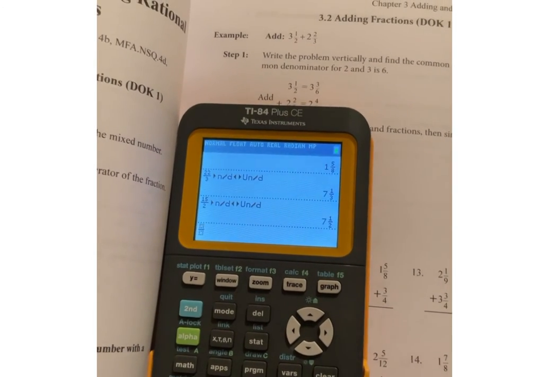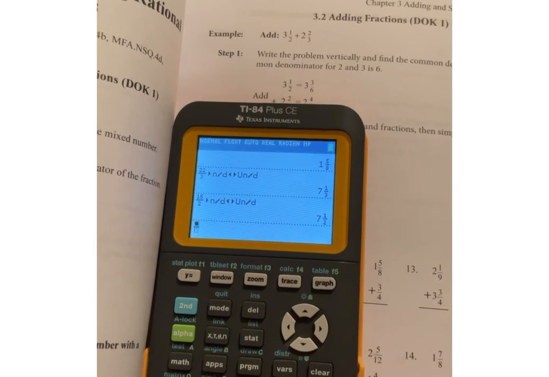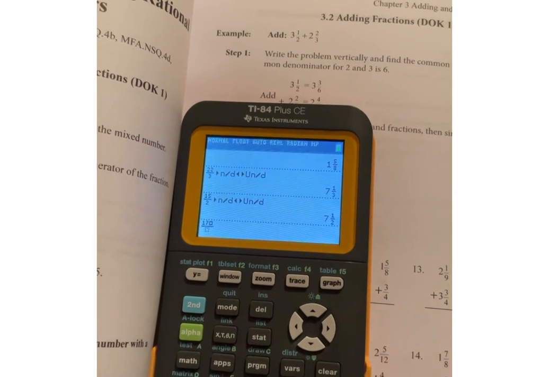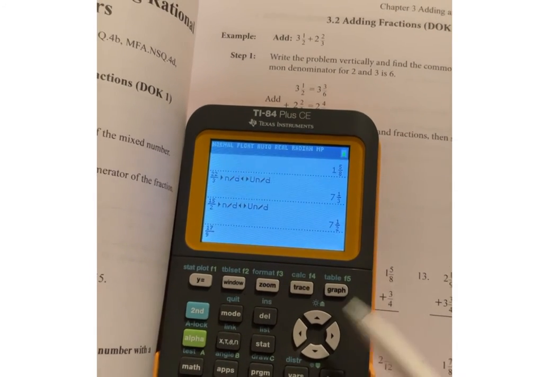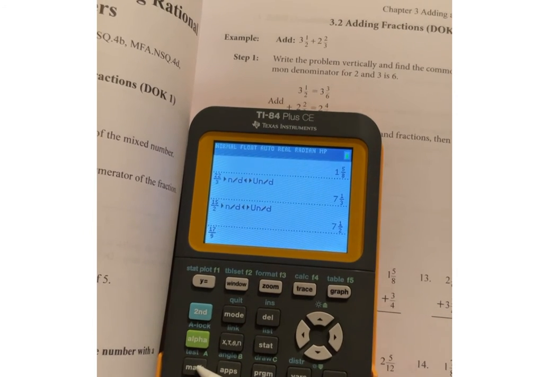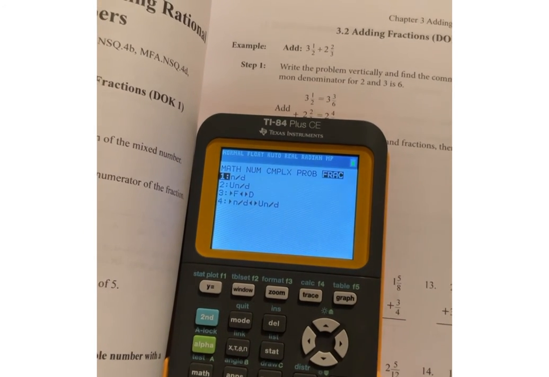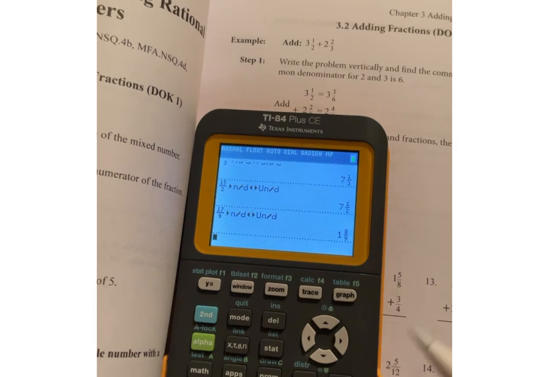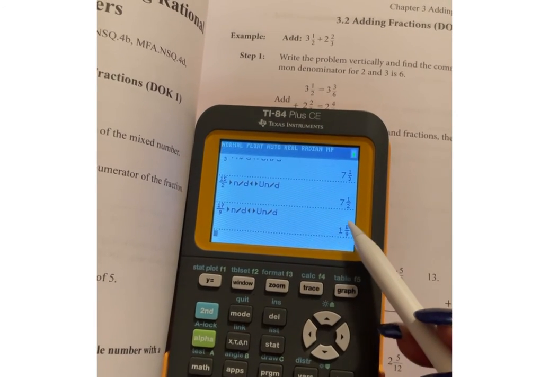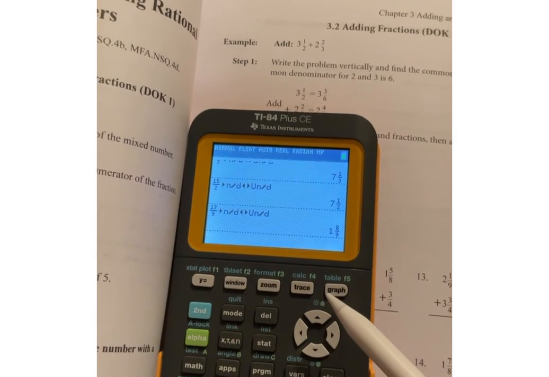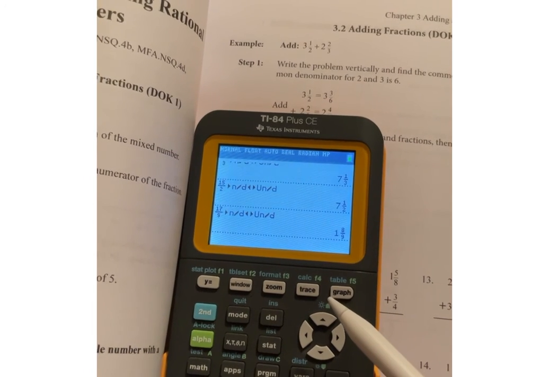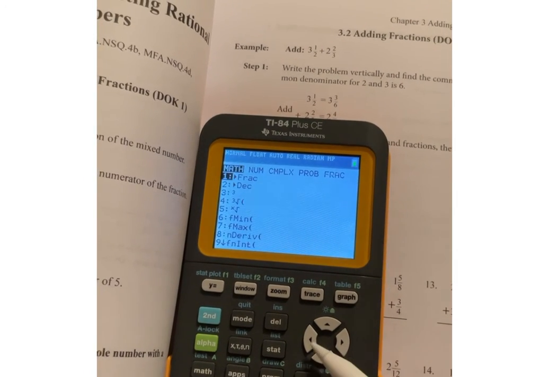So then the next one, let's see, is 17 over 9. So 17 at the top, 9 at the bottom, math. We get 1 8/9. That's for number 13. Number 15.